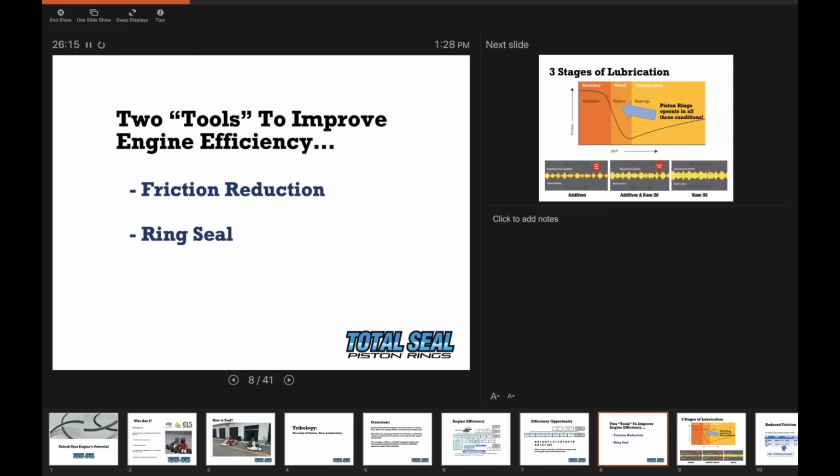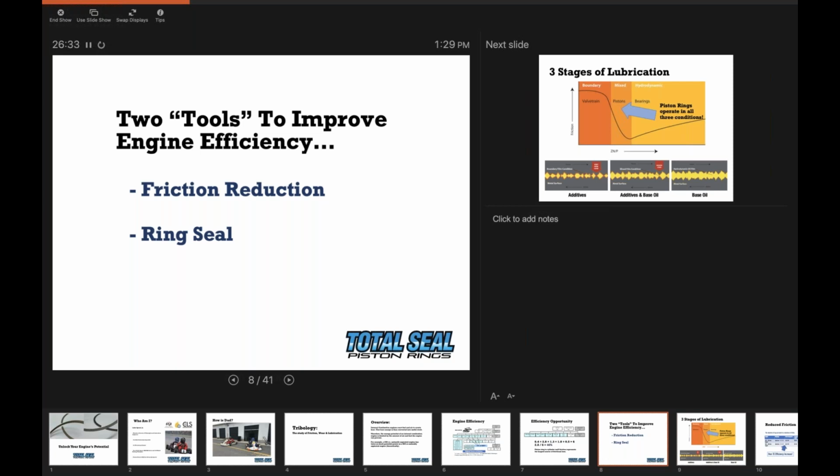But that's really my background with Total Seal: my relationship at Joe Gibbs Racing, and then the time we spent doing oil testing at Shaver's. We were using 0.7 millimeter rings in that engine. So I kind of jumped ahead of myself there. We'll get to that in a minute.